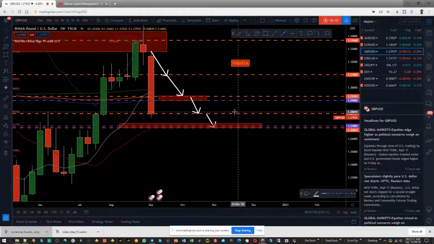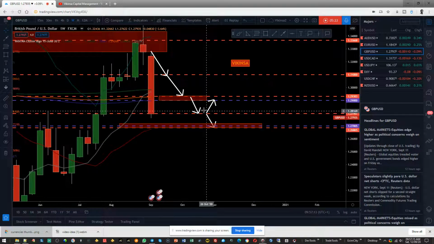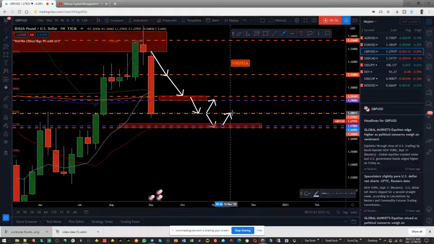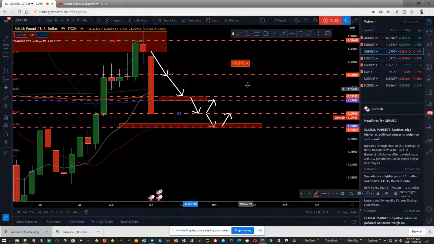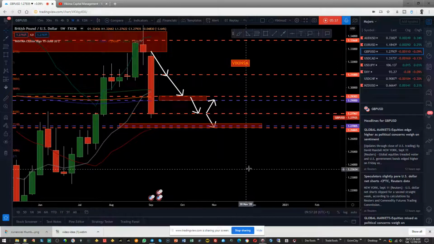In terms of my personal trading plan, I'm looking for this move upwards or downward move depending on the confirmation that I have. But once I've reached this zone, I will be looking for an upward move going like this. So that's my plan on GBPUSD.